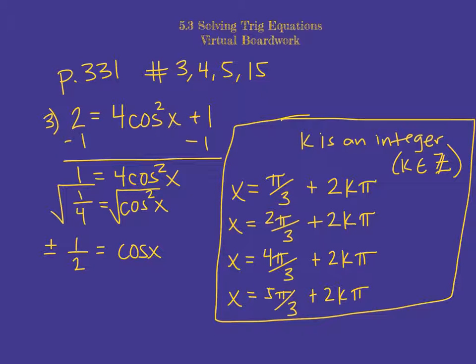And we basically got that by doing algebra to solve for cosine. Then we had to use our unit circle and use trig to figure out where is the cosine positive or negative 1/2. It's at 4 spots on the unit circle. And since the period of cosine is 2 pi, we had to add 2k pi where k is an integer to all 4 of our answers.